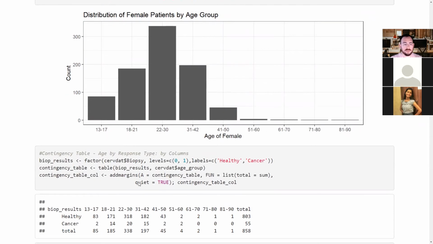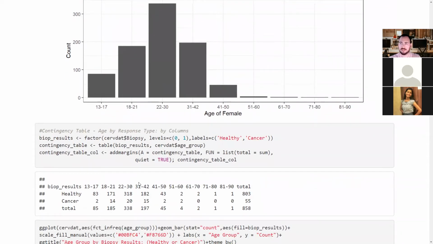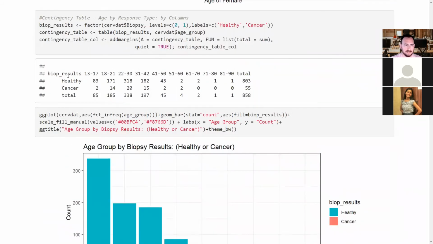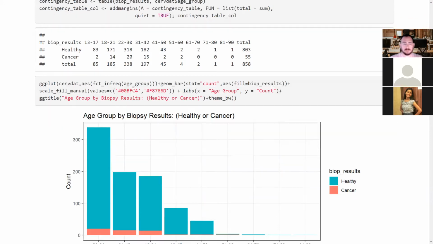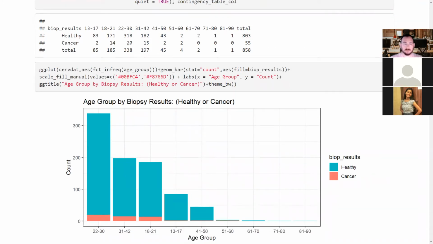So from here, we want to look at that same distribution, this time overlaid with the actual biopsy results themselves. So for this reason, we look at this contingency table up top, and we see immediately that there's a class imbalance problem with 803 cases being classified as healthy, and only 55 of those being classified as cancerous or positive test results. So from that, we see that 20 of those, which is the highest amount of any age group, are attributed to the 22 to 30-year-old category.